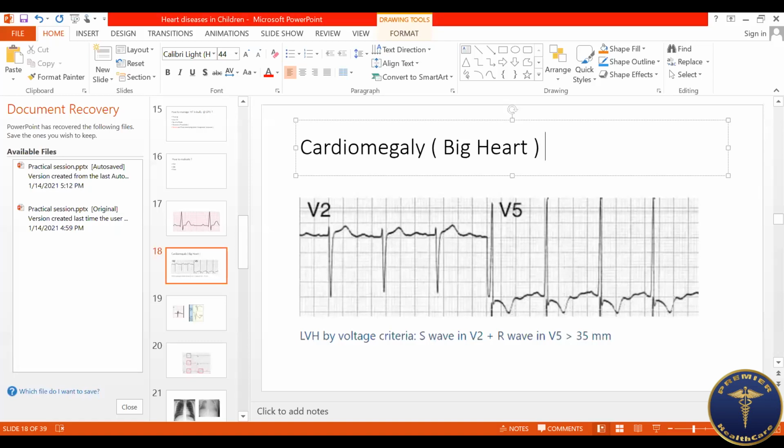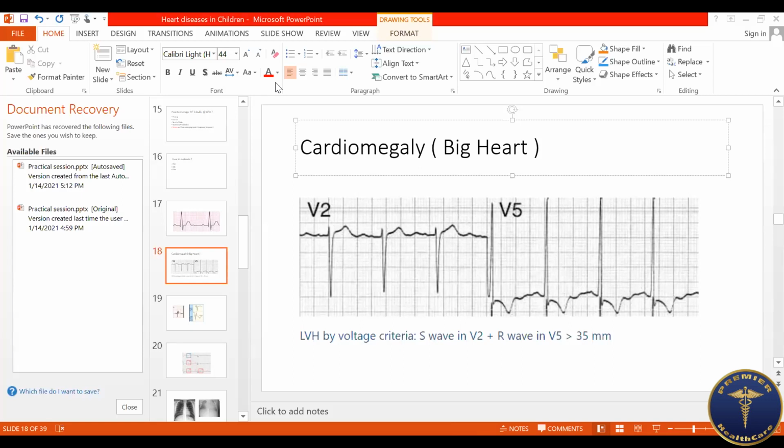If you want to know whether your heart is bigger than normal, one of the simplest tests that we can do is get an ECG done and calculate the number of small squares. If the number is more than 35, when you add V2 and V5, that is called cardiomegaly. You will get cardiomegaly in various heart problems. Most children with heart failure will have cardiomegaly.